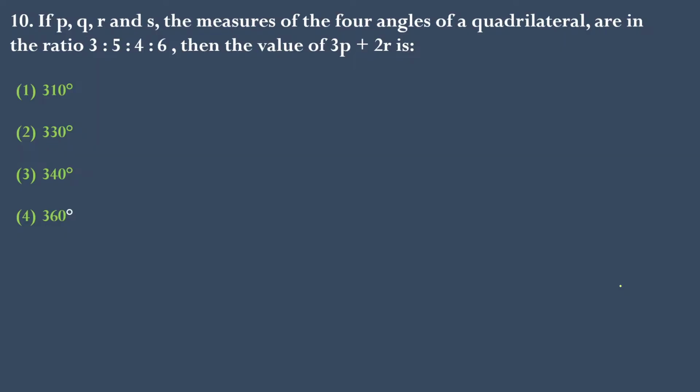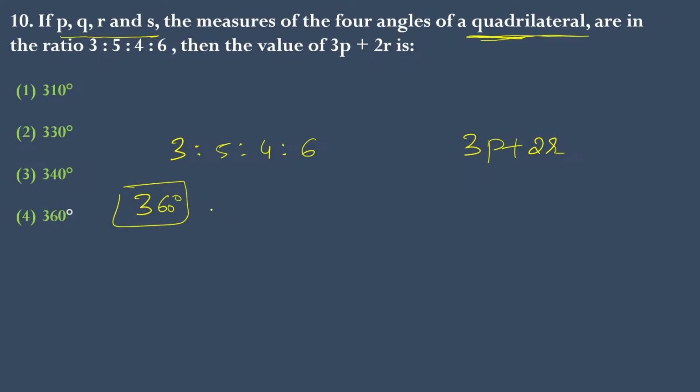See the question here. P, Q, R and S are the measures of the 4 angles of a quadrilateral, in the ratio 3 is to 5 is to 4 is to 6. Then find the value of 3P plus 2R. By seeing quadrilateral, we can say that the sum of all interior angles of a quadrilateral is always 360 degrees.